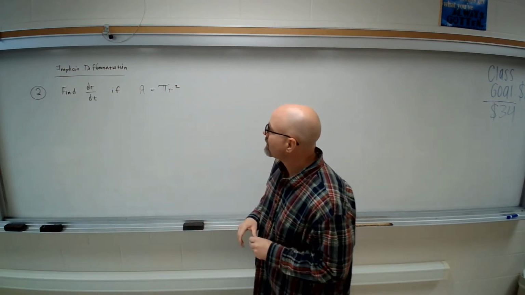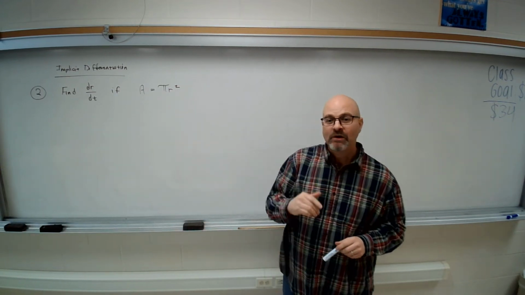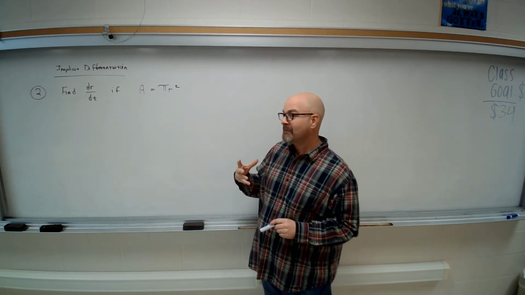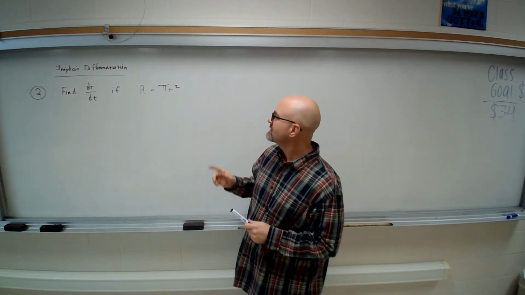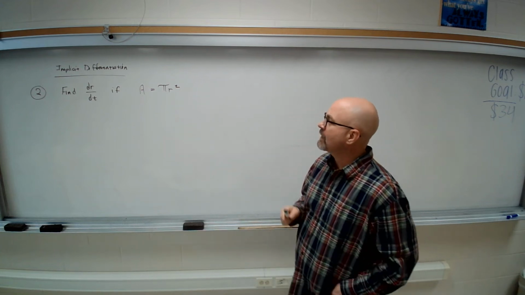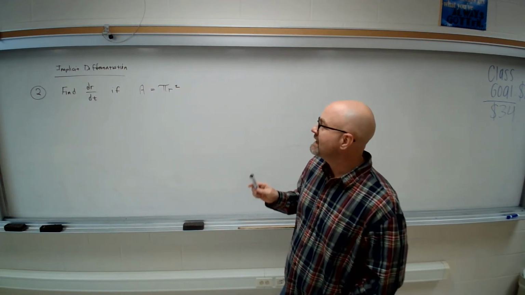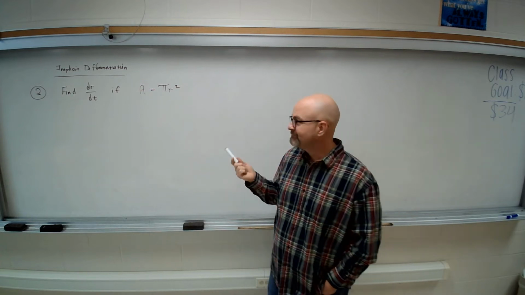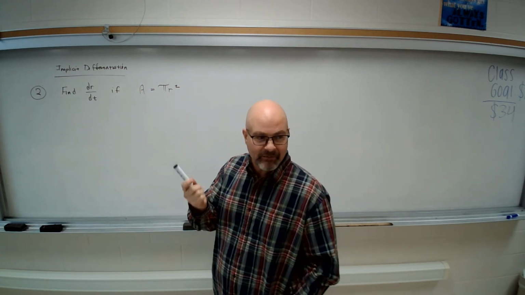Okay, so from our worksheet we had our second example, which is really like the one we just did. So if you're watching this video and working through it in class, stop the video, try it, see what you get. So we had find dr over dt if A equals pi r squared. So we're back to circles now, right? We had sphere, now we have circle.